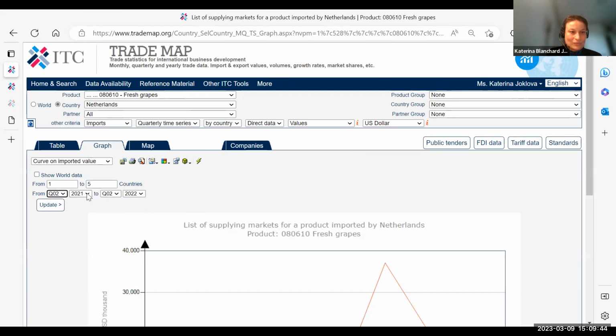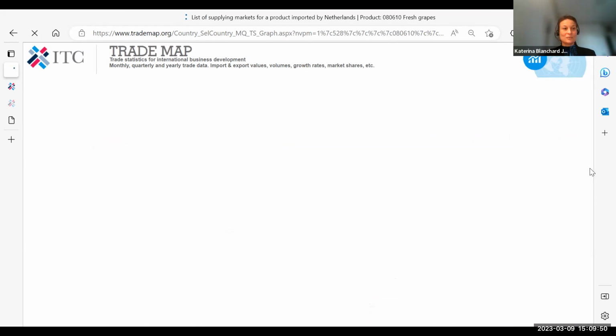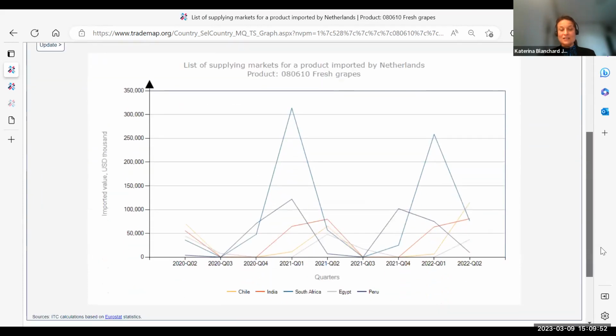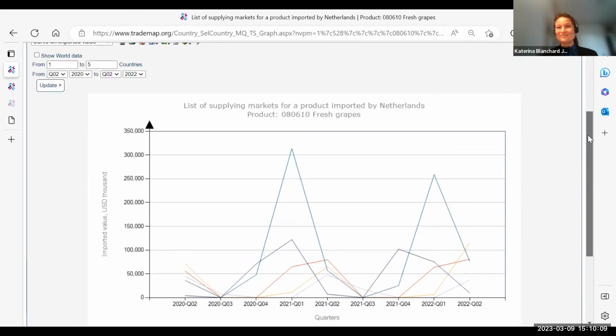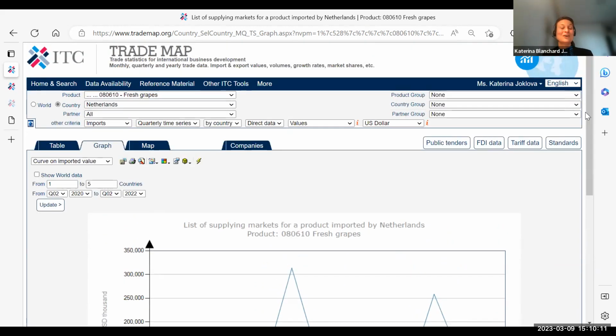Let's do this. Update 5 main countries. And not surprisingly, we will see that indeed trade in fresh grapes obviously has a seasonal character. In this chart, Peru is dark blue. So we see that during the winter period, we have the peak here, not surprisingly. And we can obviously do much more.